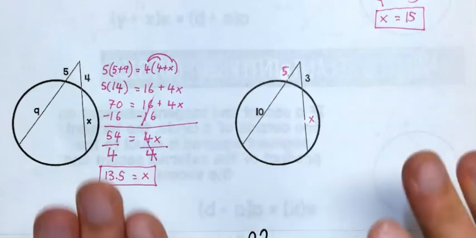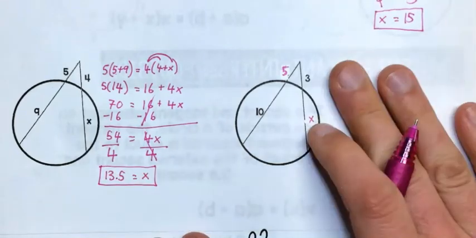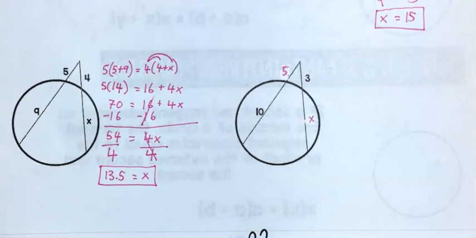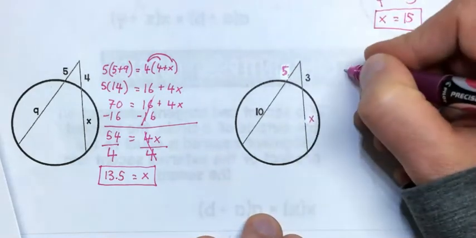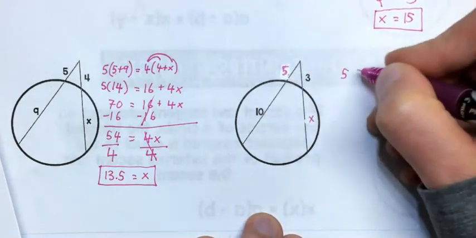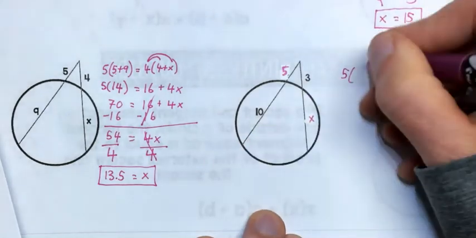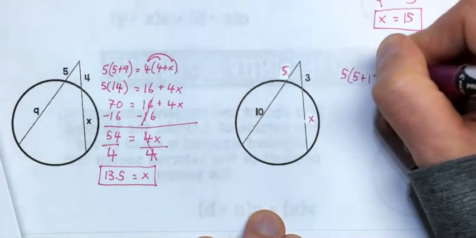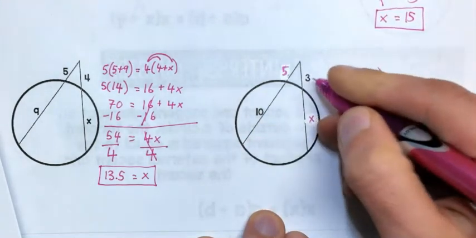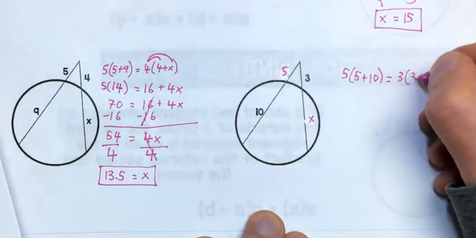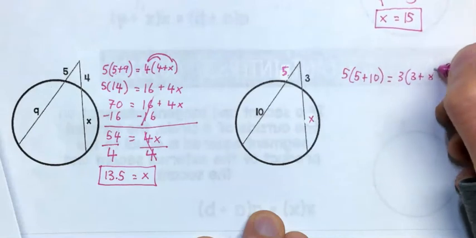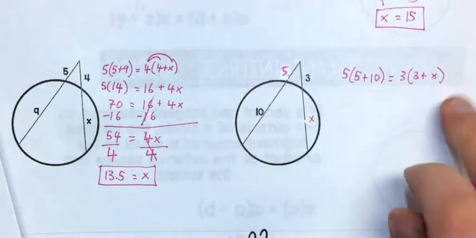All right, so at this point, pause your video, set up your next question by yourself, and then check back to see if you set it up correctly. So for a setup here, we have our outside little piece, 5, times the whole, which is 5 plus 10, equals the outside piece, which is 3, times that whole, which is 3 plus x. That's what you guys should have had for your setup.